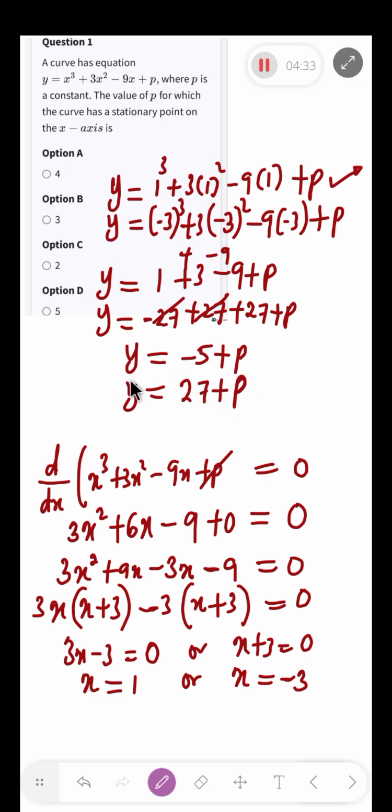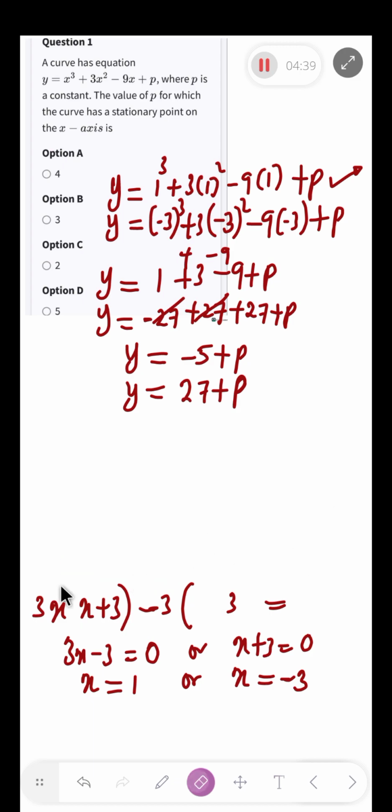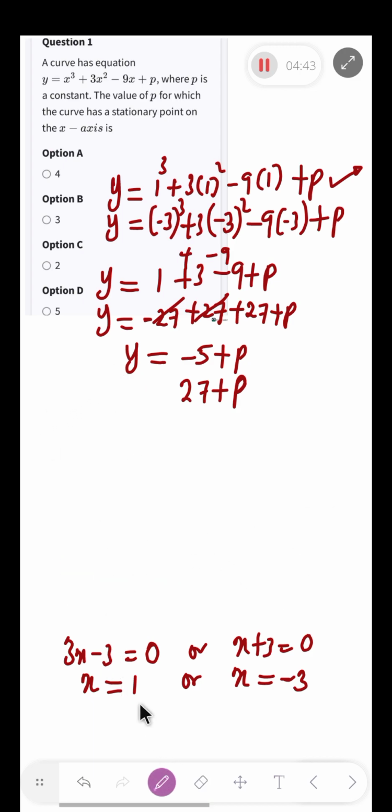So if I substitute y equals minus 5 plus p, to get the value of my p, this is what we're going to have. Sorry for that. Now if I return to this, I have minus 5 plus p equals 27 plus p in this case.